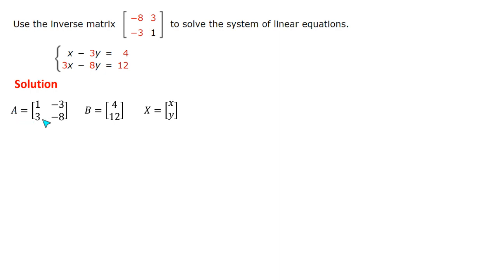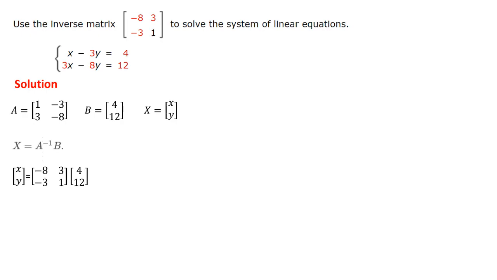So A, again, is the coefficients. If you look at your system, in front of X, our coefficient is 1. In front of this Y, we have a -3. In front of this X, we have a 3. And in front of this Y, we have -8. So this is your coefficient matrix. B is your constants, in this case 4 and 12. And then X is going to be your variables. So we have X and Y.